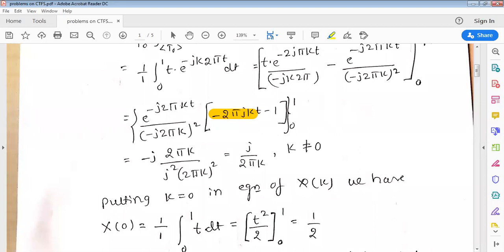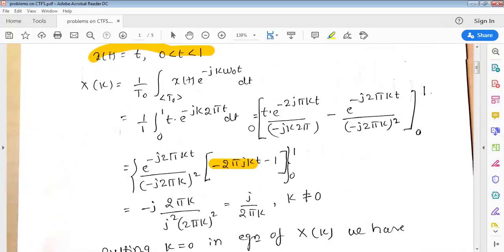Any doubt in the simplification? No, sir. Okay, once you have this one, see here, this function has a limitation: k should not be equal to 0. If k equals 0 in the denominator, this function will give you infinity. Therefore, k is not equal to 0. What is the value of the equation when k is equal to 0?